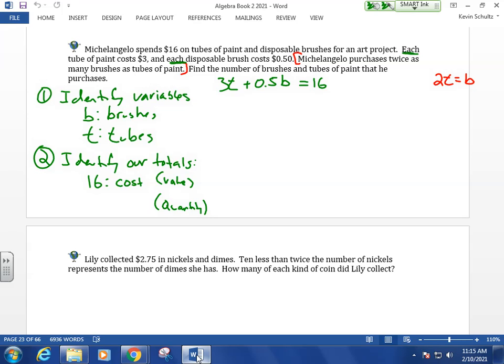And now we're at the solving point. And even though this second equation here, this 2t equals b, was kind of annoying to find, a little more challenging, it's nice in the sense that we already have one variable isolated. We don't have to do anything extra here because we already know that b is equal to 2t. So we can take that value for b and plug it in for b in our other equation. So a little more work to find, but then we don't have any adjustments that need to be made here. So 3t plus 0.5 times 2t equals 16.